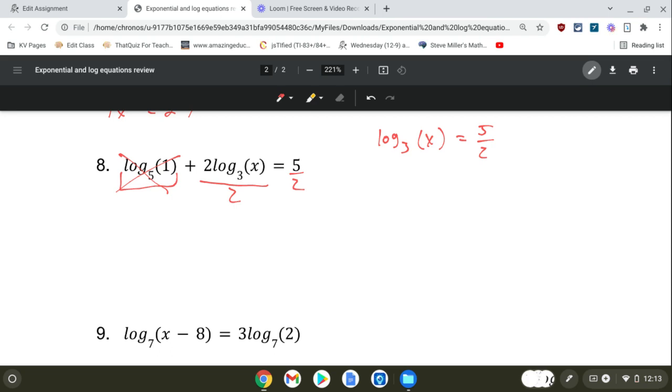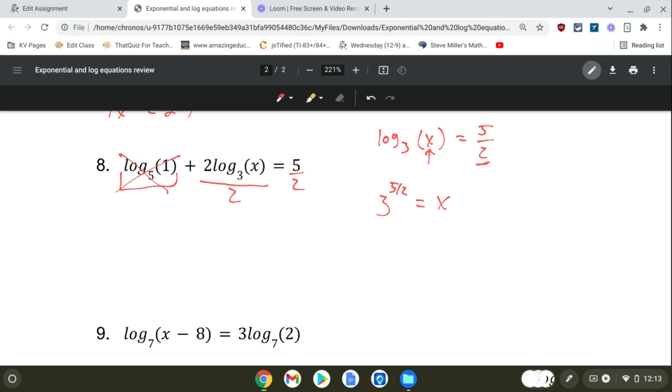Now I guess I could have taken this 2 and put it back inside the parentheses as an exponent. It still would have played out the same way. All right, if I want to rewrite this in exponential form, I would do 3 as my base to this power is equal to this x. So it would be 3 to the 5 halves is equal to x.